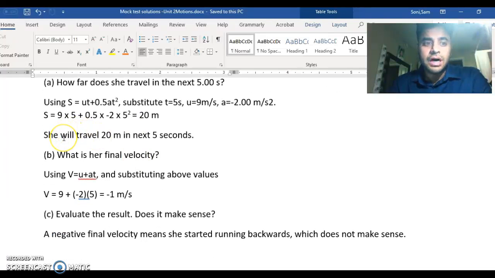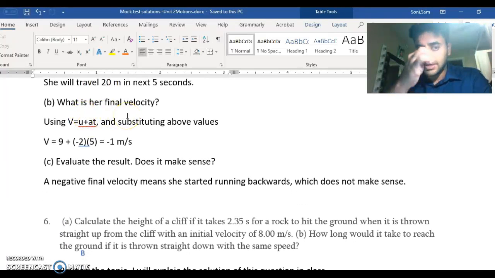Second part is, what is her final velocity? And that will be v is equal to u plus at. Then substitute and you will get your final velocity is negative 1 meter per second.